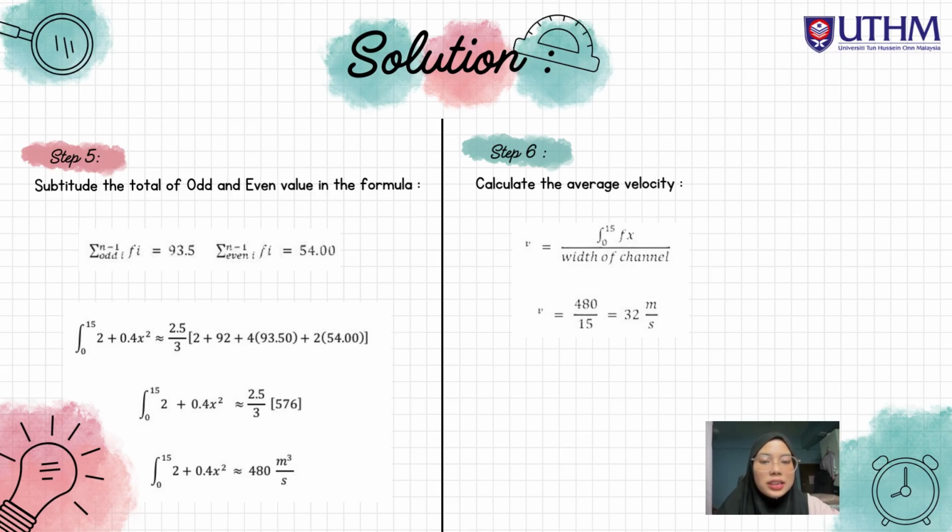And the last is to calculate the average velocity, which is velocity v equals the integral from 0 to 50 of f(x) over the width of the channel. Substitute the values, v equals 480 divided by 50, which is equal to 32 meters per second.